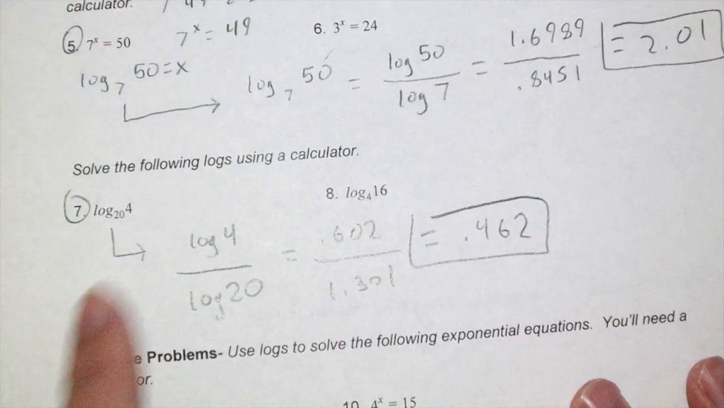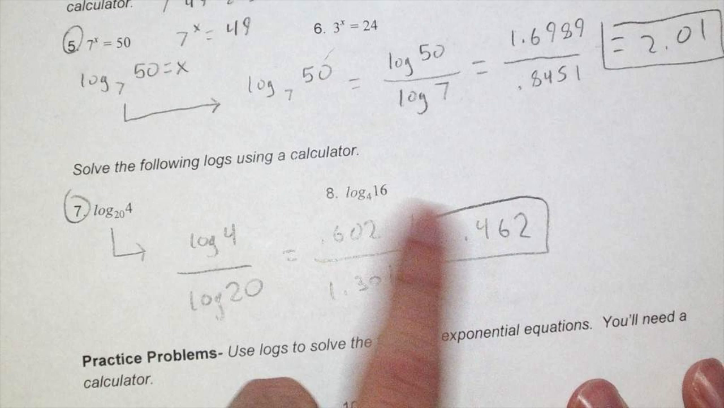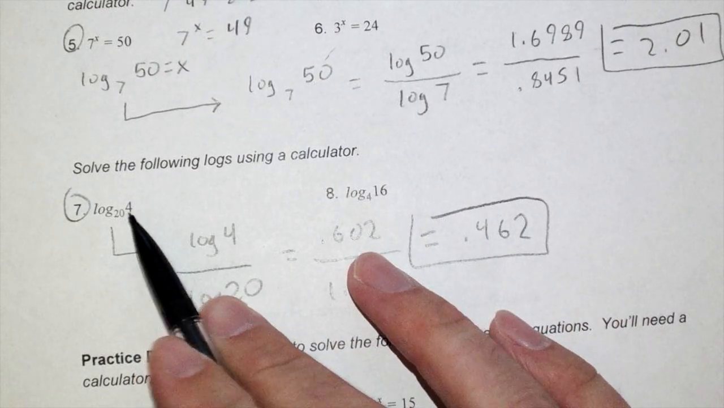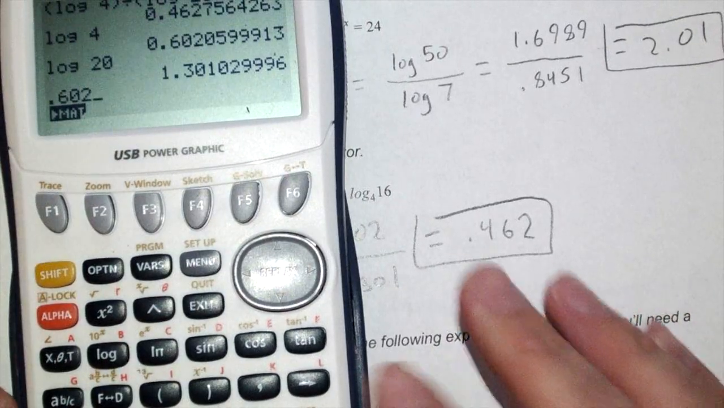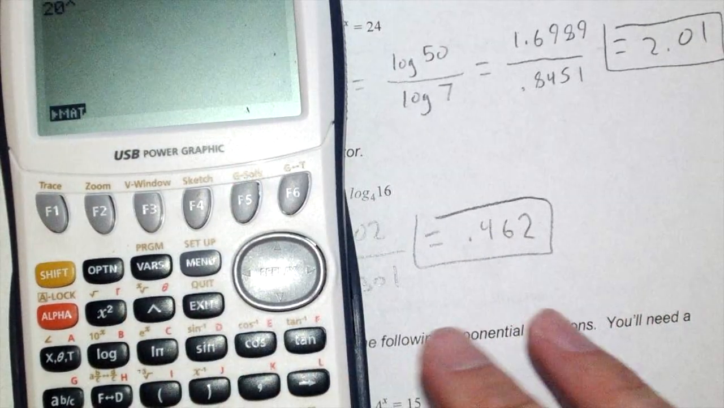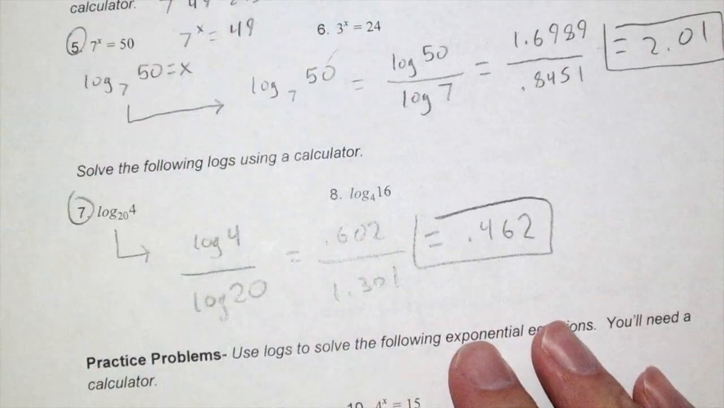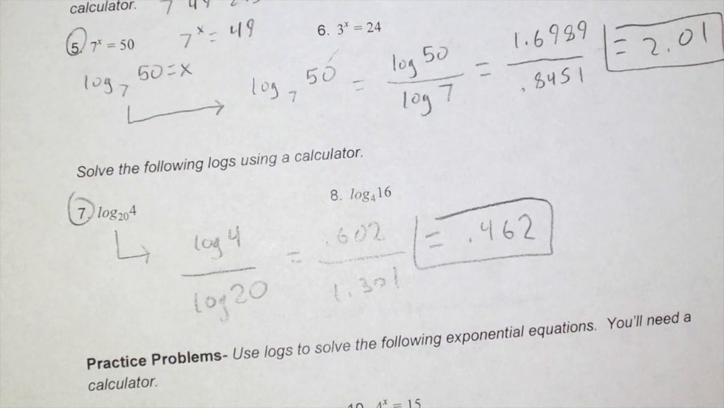So that's the whole process, and I think that's pretty easy. And then you can always check your work by taking this number, raising it to this power, and seeing if you get that. So you could do 20 raised to the 0.462, and that's like 3.99, so basically 4. And like on the graph, let me show you on the iPhone.